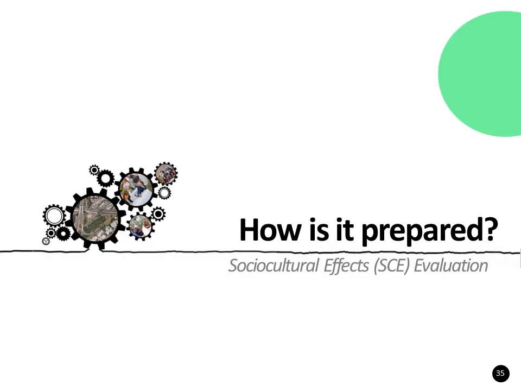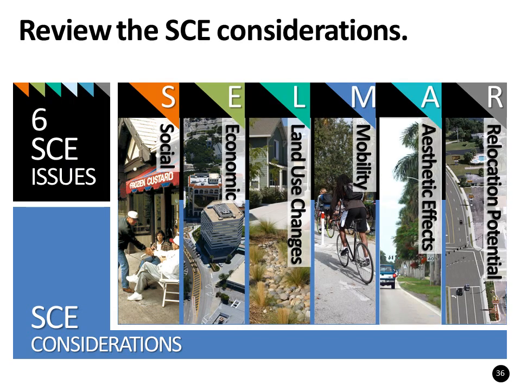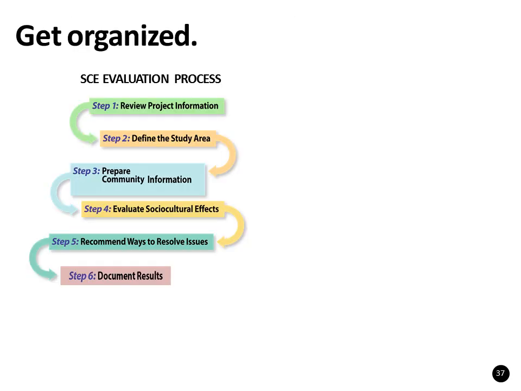Now let's look at the discrete steps in the SCE evaluation process. We start out by reviewing the SCE considerations, which, as mentioned earlier, are part of the SCE Evaluation Framework. By doing this, we will be alert to the ways that a transportation action could affect human environments. Next, we turn our attention to the six-step SCE evaluation process and getting organized.